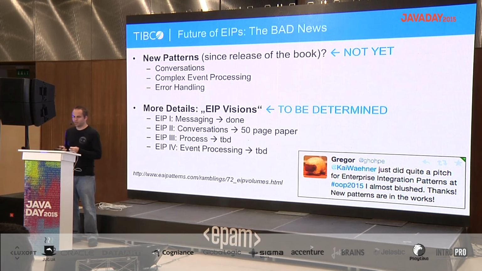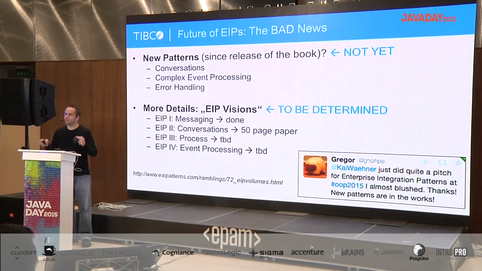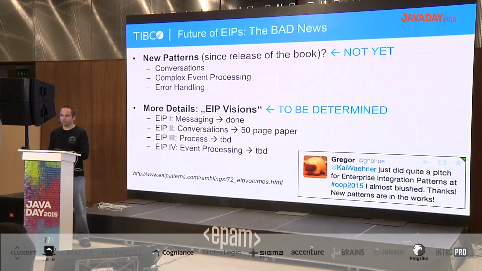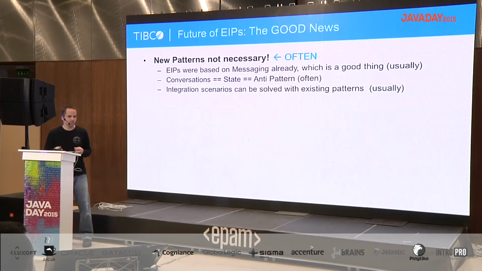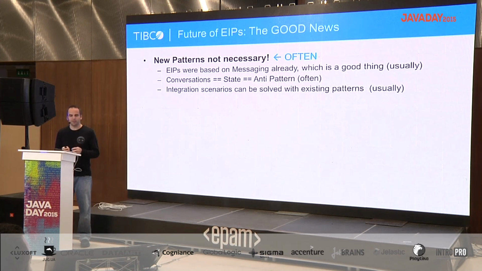The funny thing is, I gave the same talk a few months ago in Munich at the OOP, and Gregor was also attending. Afterwards he tweeted, thanks for the talk, and new patterns are in the works. So he told me that something is coming soon. But nevertheless, even if there is nothing new since this book, the important thing is that new patterns are often not necessary, because these enterprise integration patterns still use concepts which are working today. Often these things are good enough.